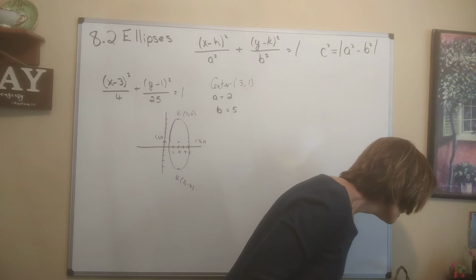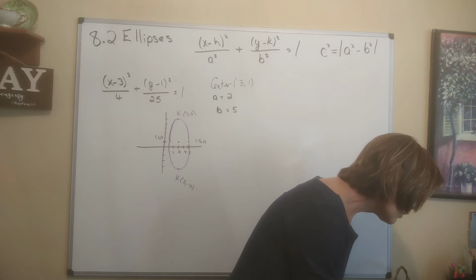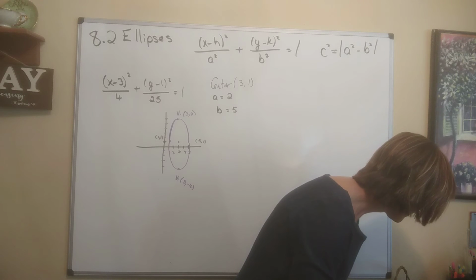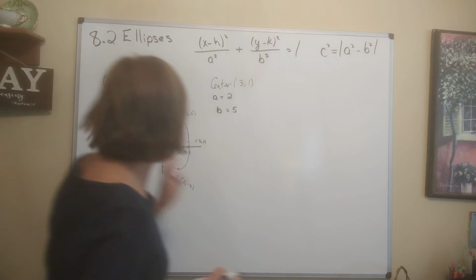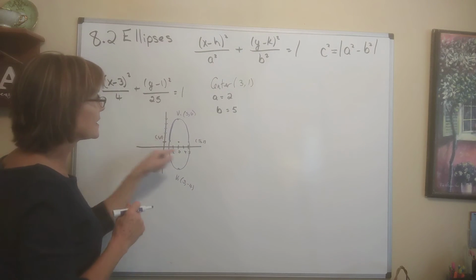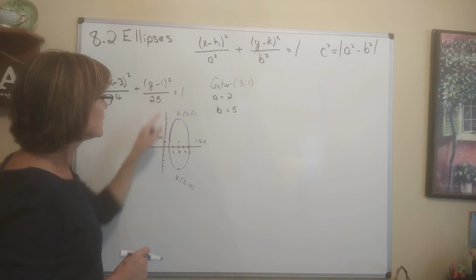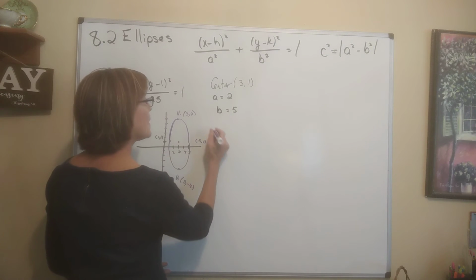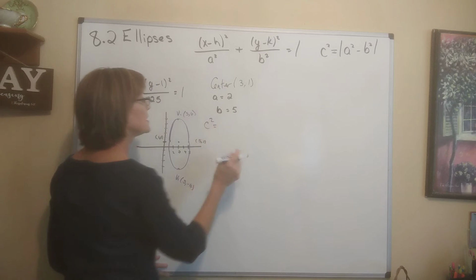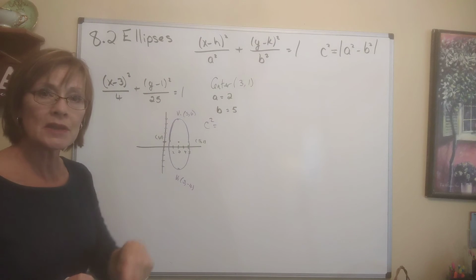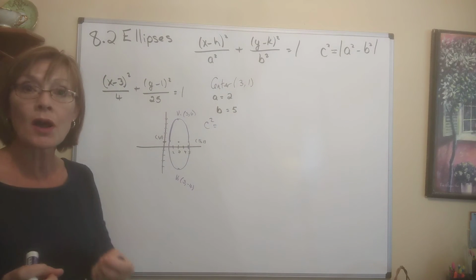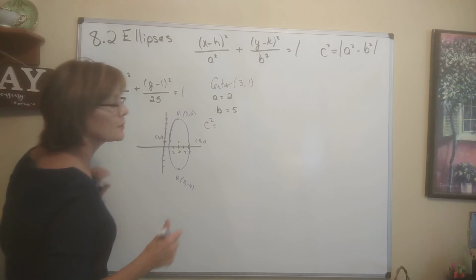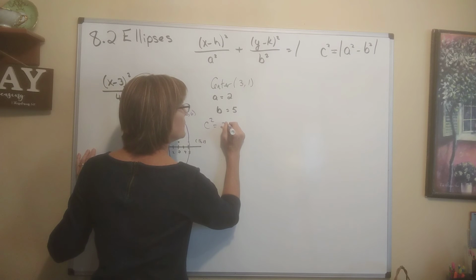I need to label some things. I'm supposed to label some stuff. Maybe it didn't tell me what to label, but I'm going to show you what you need to label. You need to label the center or have it labeled somewhere, the vertices, and the foci. So the foci are this. I got to know this relationship, that c squared is the absolute value of a squared minus b squared, or bigger minus smaller will give you the absolute value. So 25 minus 4 is 21.